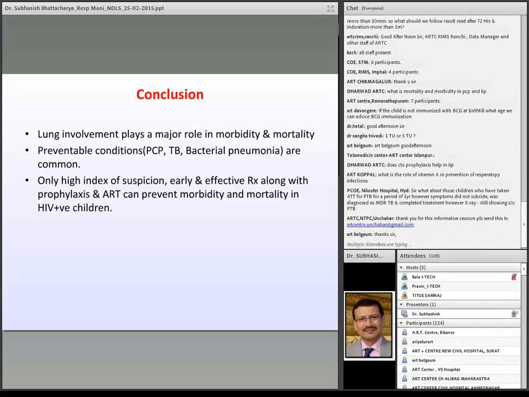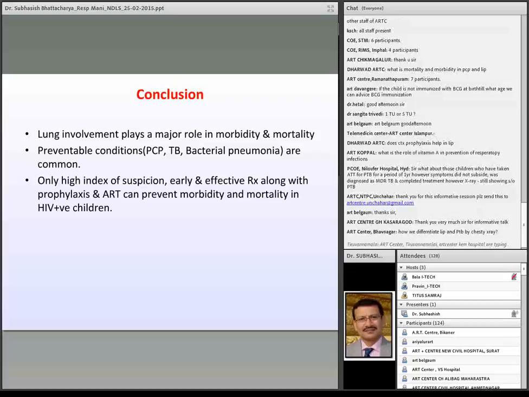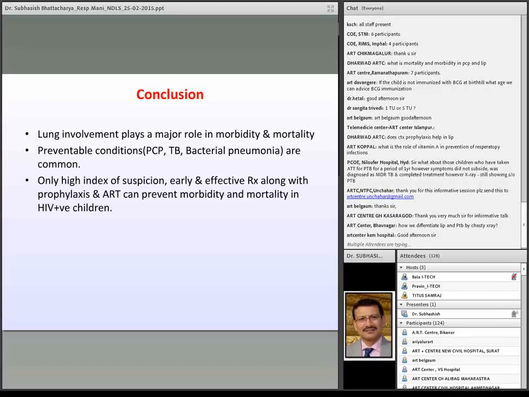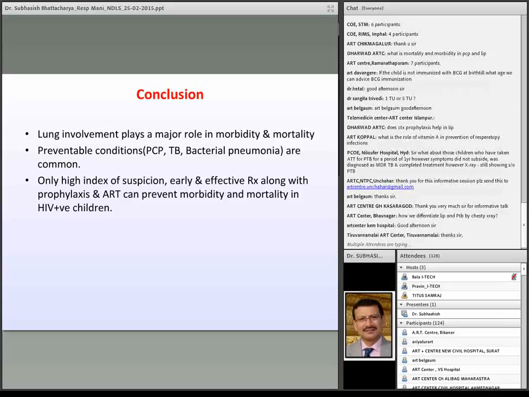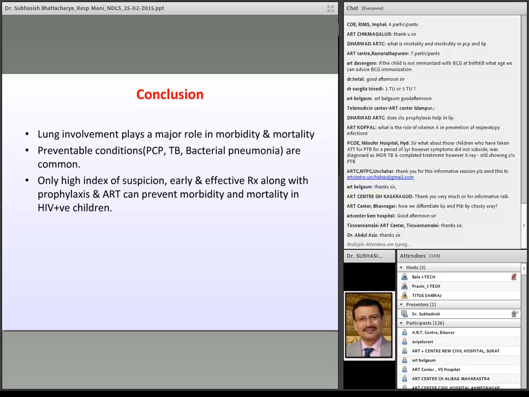One question was about vitamin A in the prevention of respiratory symptoms. Yes, vitamin A is a very important micronutrient which boosts up immunity in children and also adults. So vitamin A supplementation should be given as per national guideline, and any child showing vitamin A deficiency should be treated immediately, because with vitamin A deficiency in the presence of HIV, they are doubly immunocompromised. So the chance of respiratory infection, and not only respiratory but other infections including GI infection, also increases.